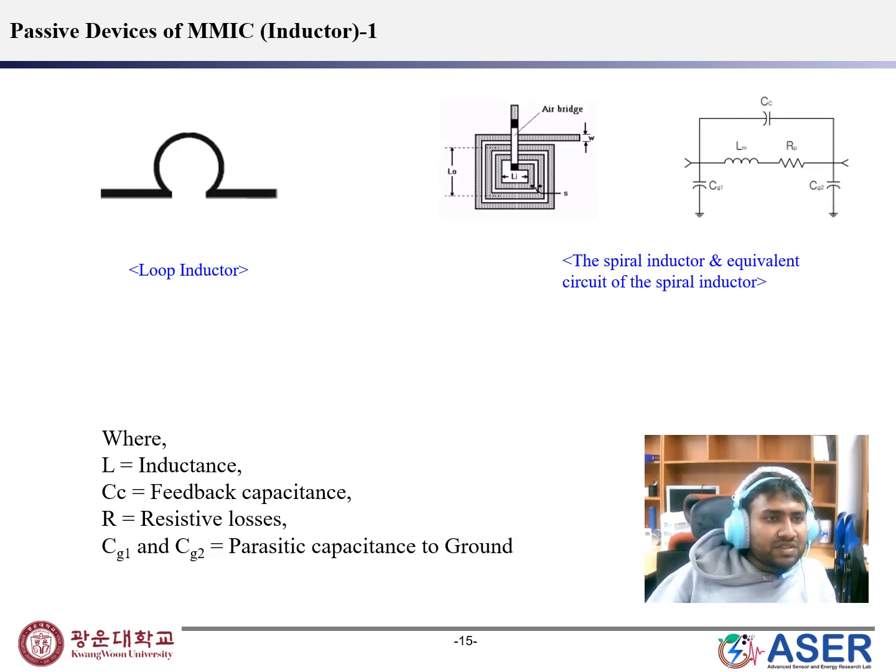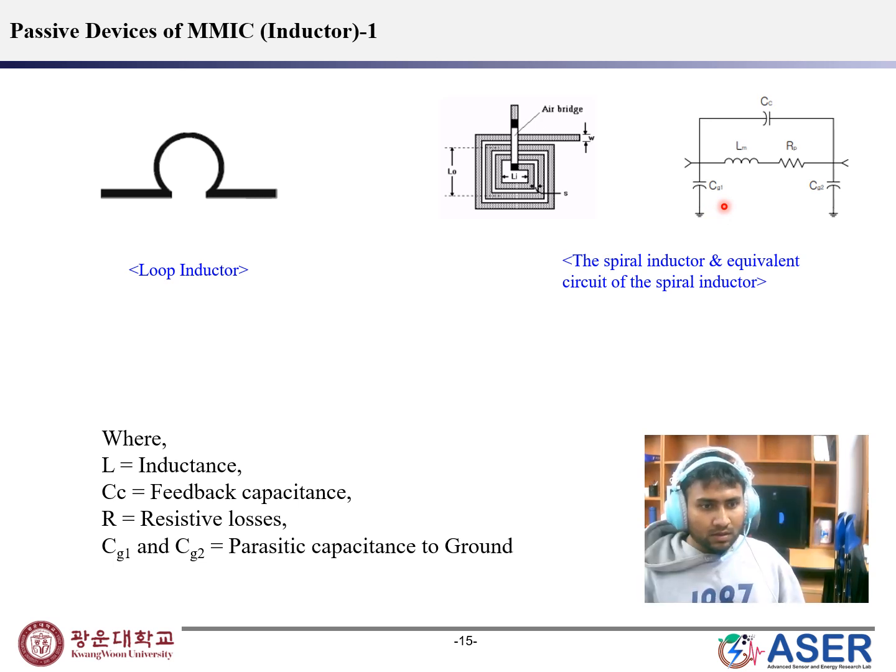Passive devices of MMIC, like the inductor, mainly the loop inductor. This image shows the spiral inductor and the equivalent circuit of the spiral inductor, where L is inductance, Cc means feedback capacitance, and R means resistive losses. Cg1 and Cg2 are parasitic capacitance to the ground.